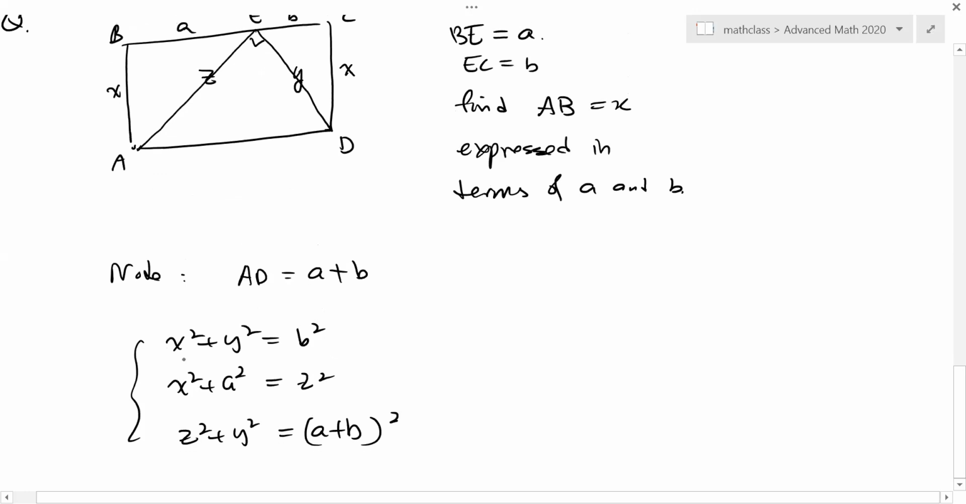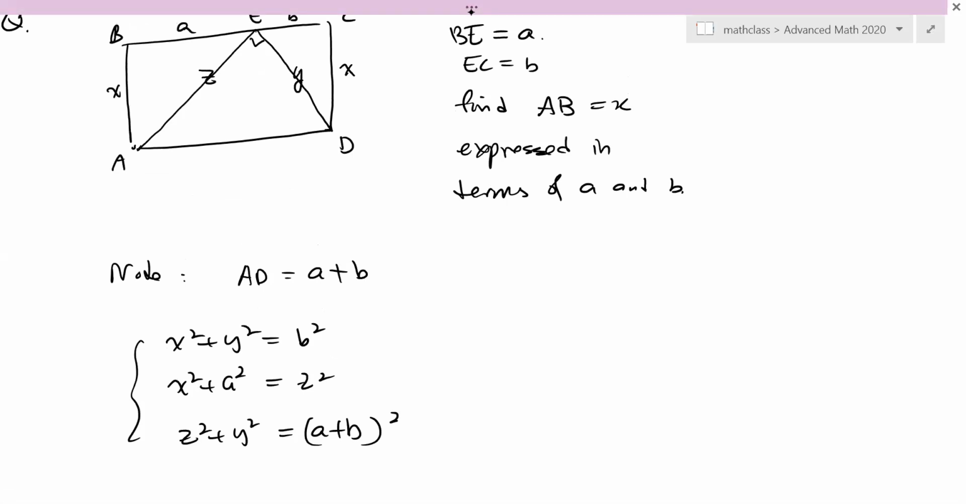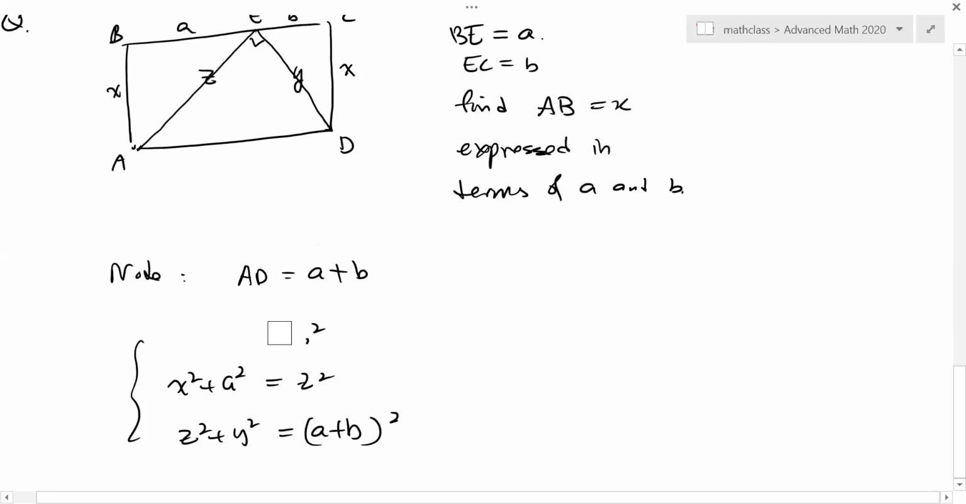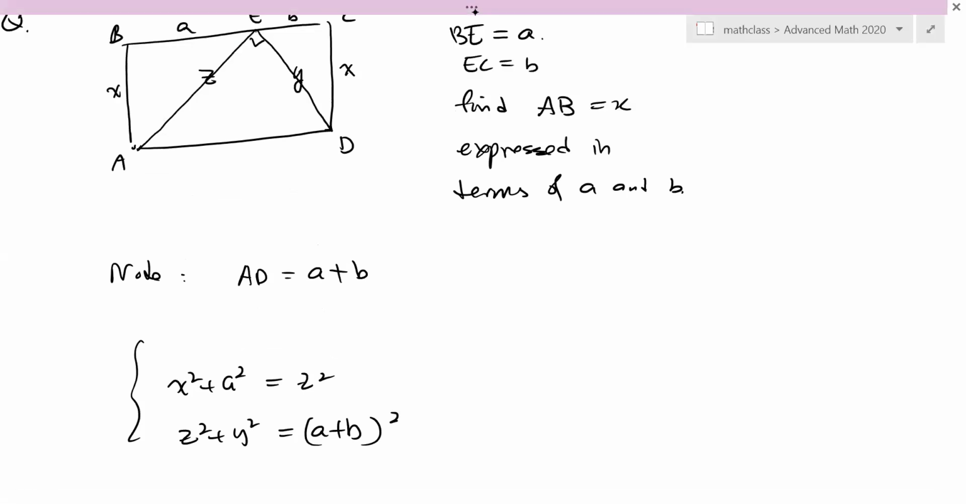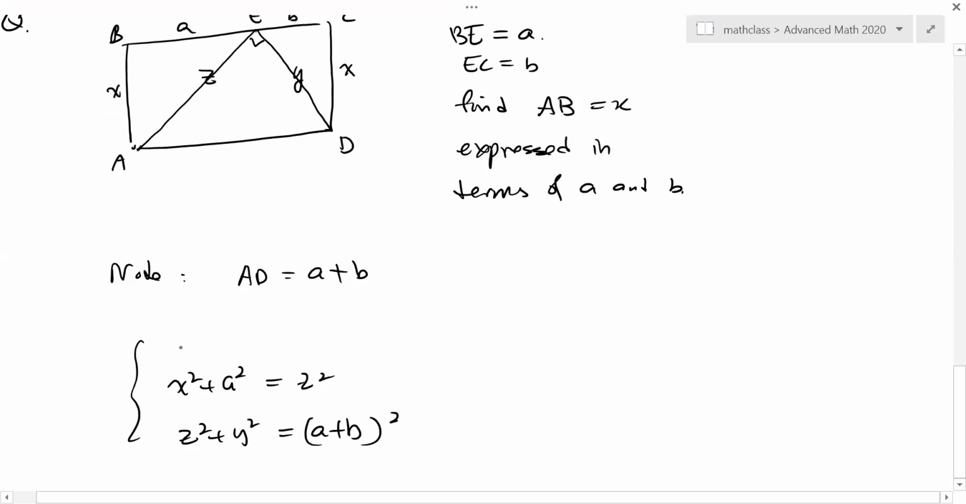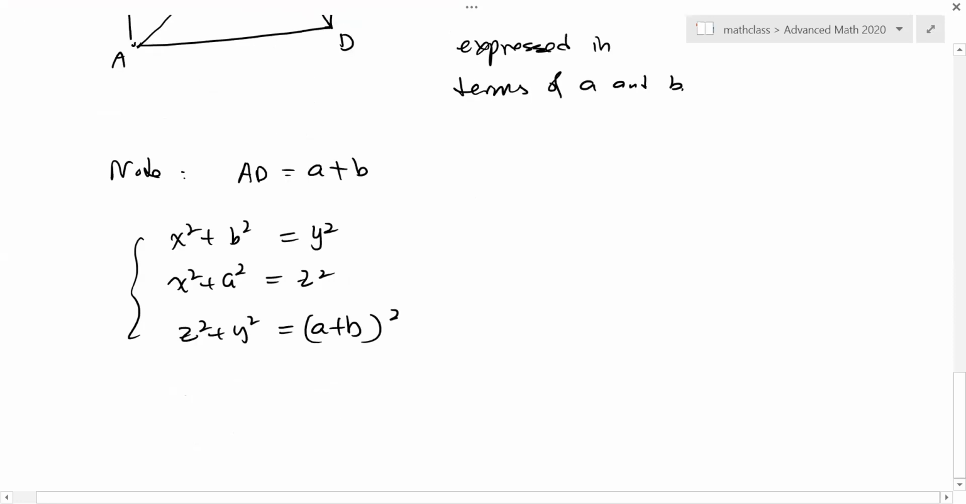Wait a minute. X squared, that's my mistake, the first one. I did not carefully look at it. Okay, so the first one is wrong. The first one is X squared plus B squared equals Y squared. All right, so now it's clear.